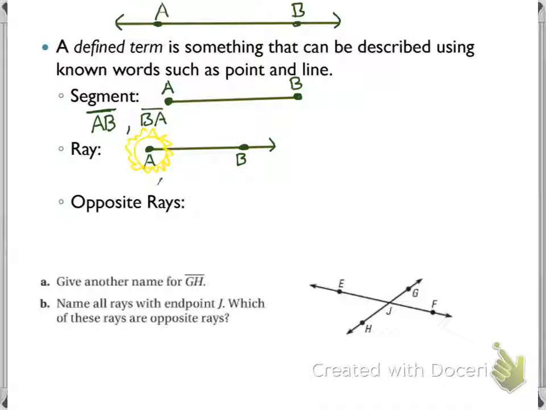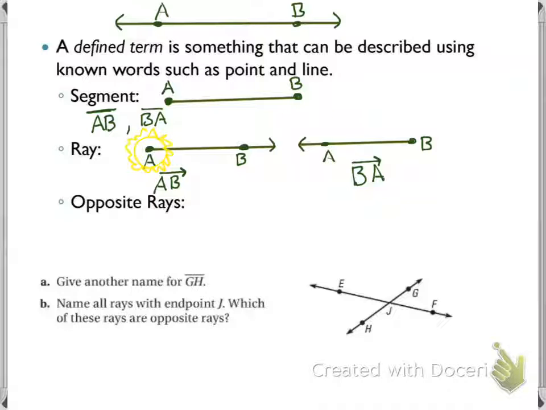So a ray starts at A and goes through B, and I'm going to draw it to show that when I label it. It has no arrow over the A, but an arrow over B because it keeps going. What you'll have to be careful with, though, is that this is not the same thing as this. In this case, it starts at B and goes through A, and that would be the ray. So we have to be careful that it has the same starting point and keeps going in the same direction.